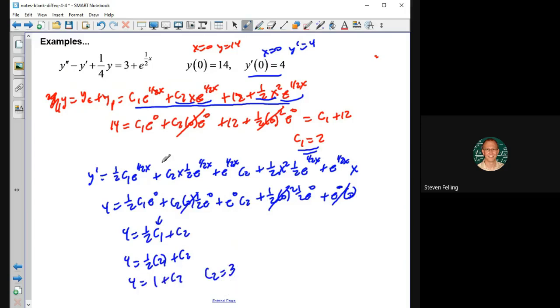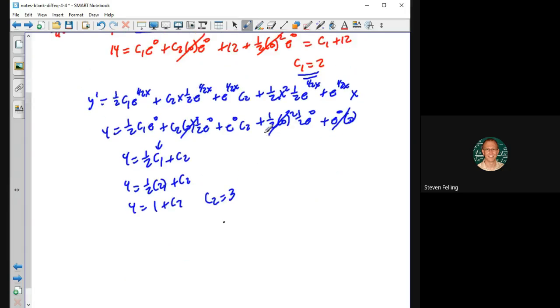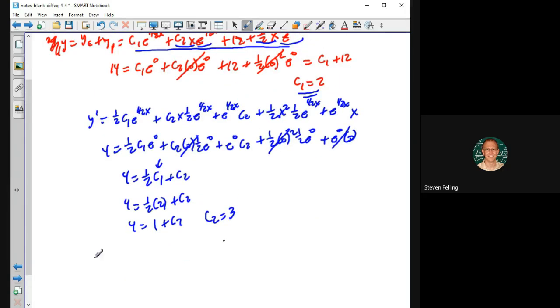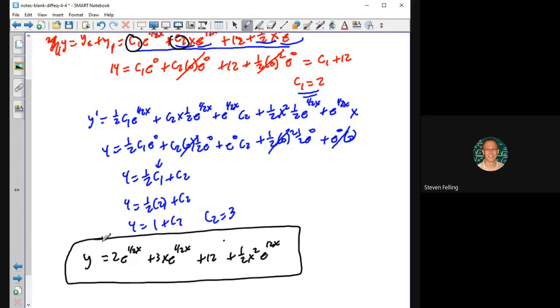And that means we can write our general solution as a full particular solution. Let me switch colors here. So the general solution is, now we can fill in c1 and c2. c1 turned out to be 2, so it's 2 e to the 1/2 x. c2 turned out to be 3, so plus 3x e to the 1/2 x, plus 1/2 x squared e to the 1/2 x. And there's our final particular solution.